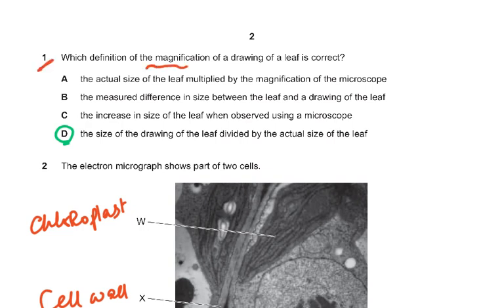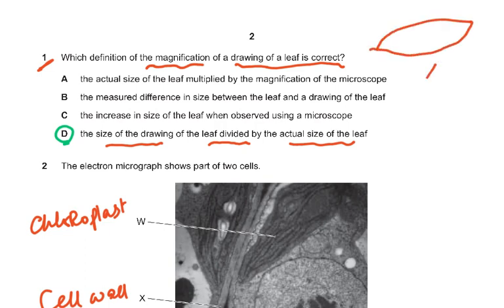Which definition of the magnification of a drawing of a leaf is correct? Now, of course, I've marked the one which is correct: the size of the drawing of the leaf divided by the actual size of the leaf. But the question is, why are these wrong? You see, the question said magnification of a drawing of a leaf. So there is this leaf drawing on which it says x10. So this is the magnification. That means from the original leaf, this is 10 times bigger. So the actual size of the leaf multiplied by the magnification of the microscope? No, it said magnification of a drawing of a leaf.